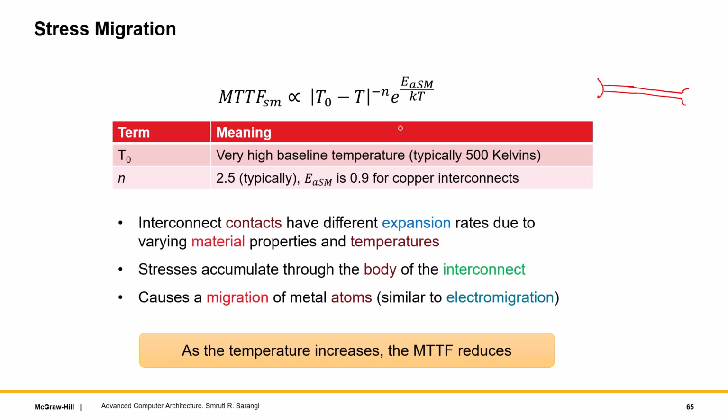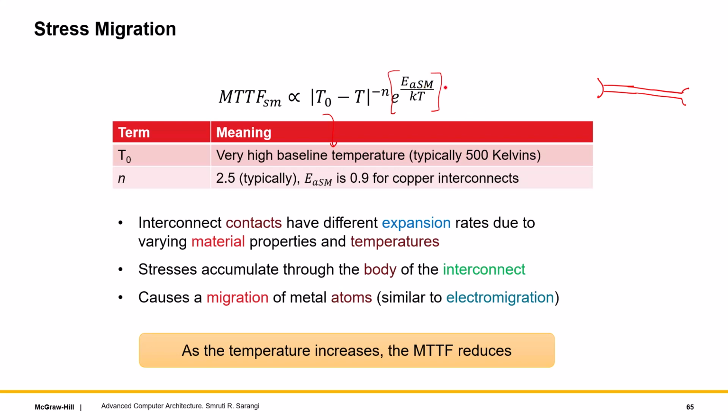So if this is the broad idea, of course in this case the reasons are more mechanical as opposed to electrical. So the equations are similar. What we basically do is take a look at the temperature. In this case, it is subtracted from a very high baseline. We see the same term repeat here also. And of course, the constant here is different.